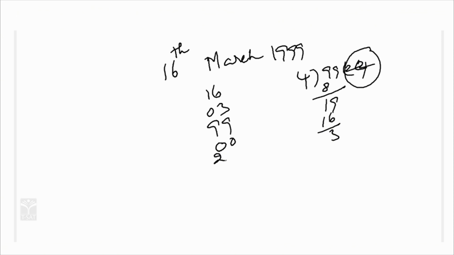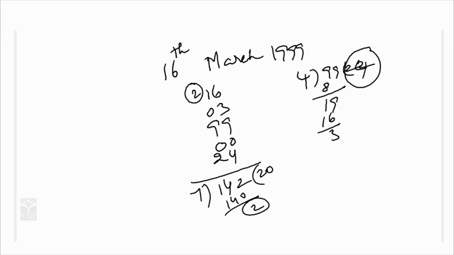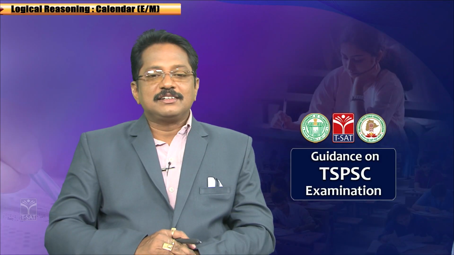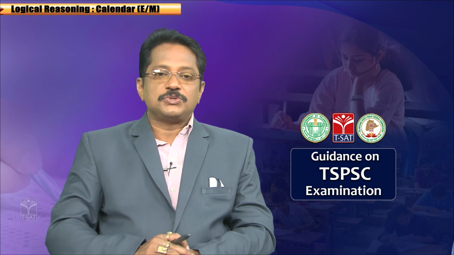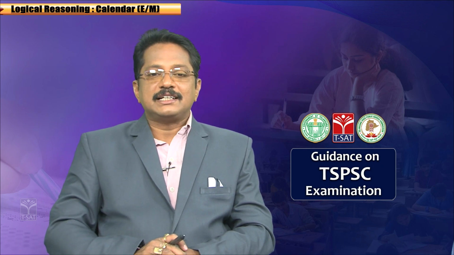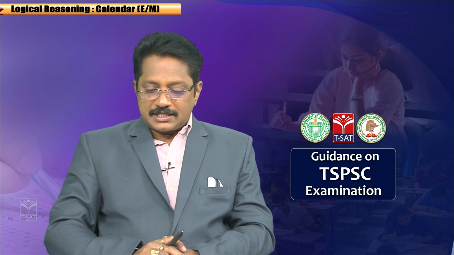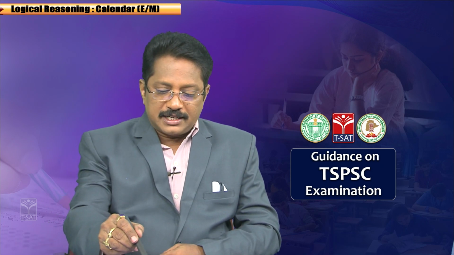You will add 24 as a quotient, add all this: 16 plus 3 is 19, plus 0, plus 99, plus 24, and divide with 7, and the remainder we have got is 2, that is Tuesday, means 16th March 1999 is also Tuesday. This kind of question will come in the examination.